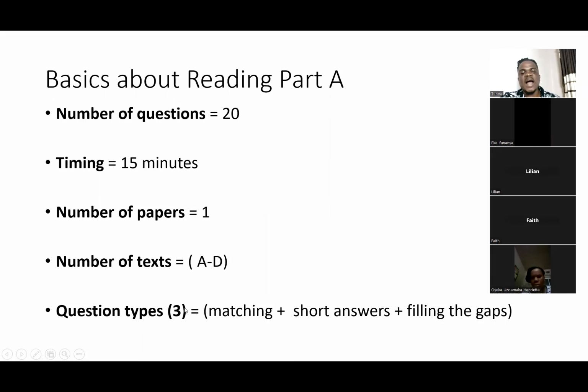Then, you have 3 question types in reading part A. You have the matching type, you have the short answer type, and you have the filling the gaps part. I will show you how you can tackle all these 3 types.